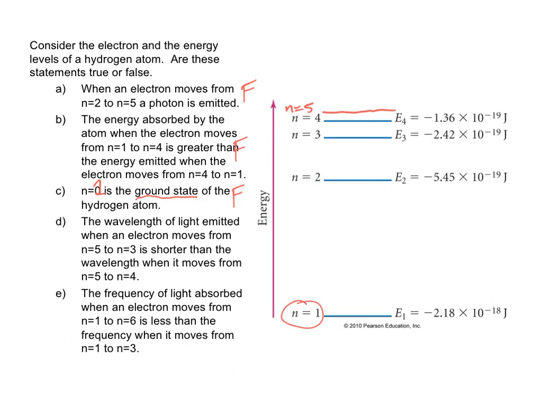All right, so D says the wavelength of light emitted when an electron moves from n is equal to 5 to n is equal to 3. So let me draw that in. When we move from n is equal to 5 to n is equal to 3, is shorter than the wavelength when it moves from n is equal to 5 to n is equal to 4.